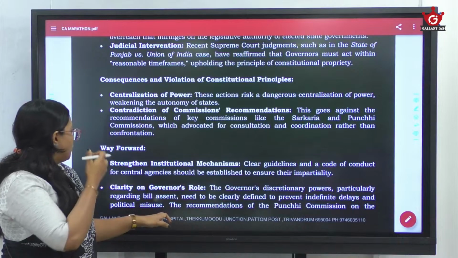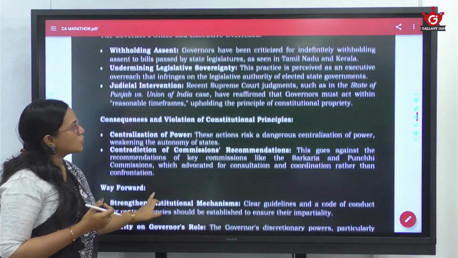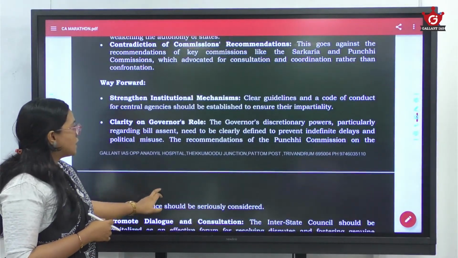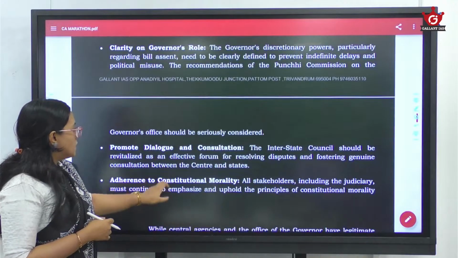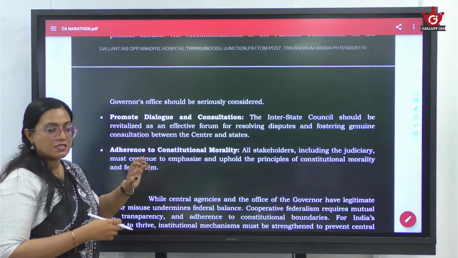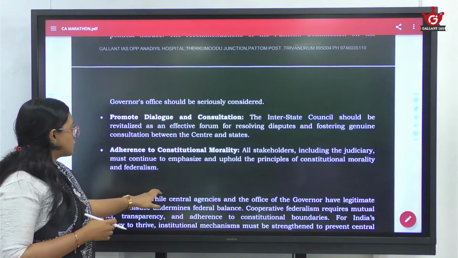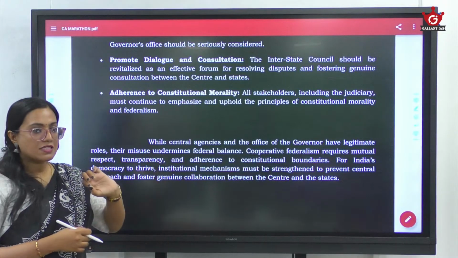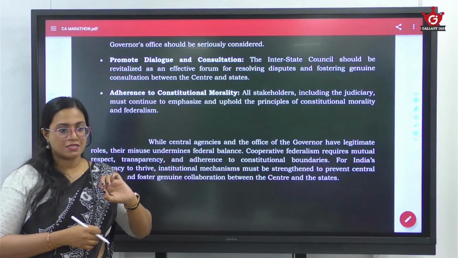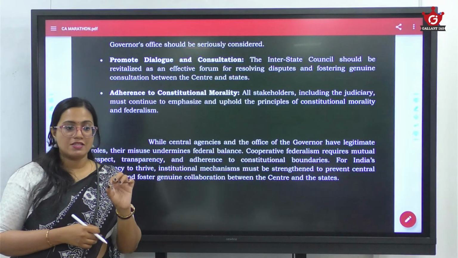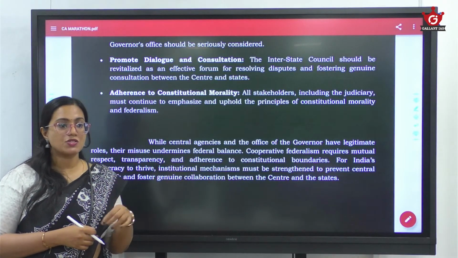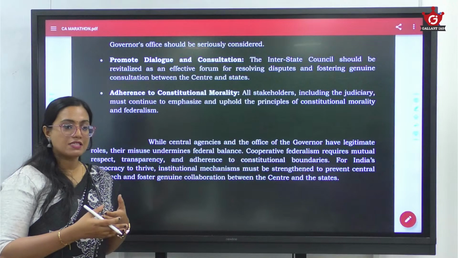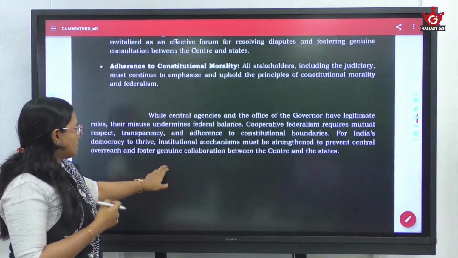Okay. Way forward. Now this question is to critically analyze, right? So there should be a way forward. One is strengthening the institutional mechanism, with clarity on the governor's role. Now promote dialogue and consultation. There should be consultation between the states before taking any decisions. Adherence to constitutional morality. So now in such a question, never give your personal opinions. You should say there are certain challenges to this, but the government should take measures to build trust. Okay, it should always end on a positive note.